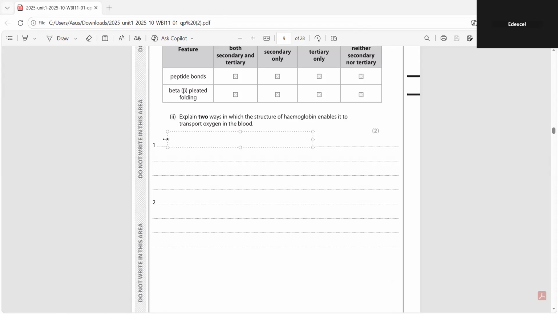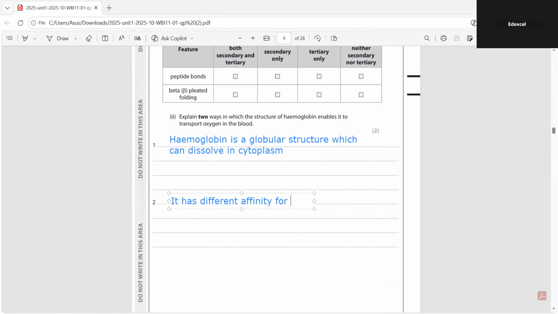So first one is hemoglobin is a globular structure which can dissolve in cytoplasm and it can carry oxygen. Then the next part you can write is what? It has different affinity for oxygen at different partial pressures.